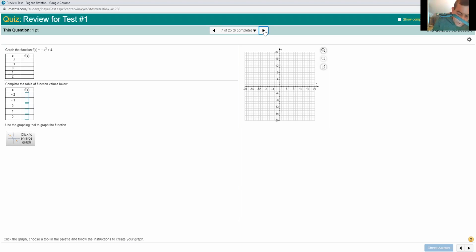All right, y'all, this one says graph f of x equals -x squared plus 4. And they're giving me the same numbers, right? -2, -1, 0, 1, and 2. All right, so let's switch over, knock them out, and then we'll plot these.